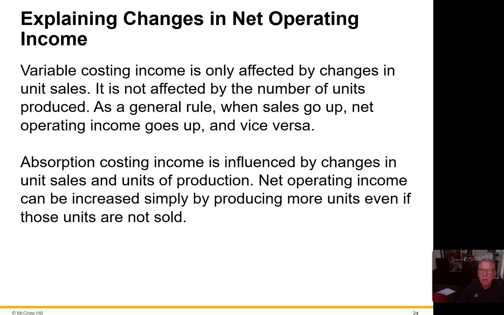Okay. Variable costing income is only affected by changes in unit sales. It's not affected by the number of units produced. So as a general rule, when sales goes up, net operating income goes up, and vice versa. Absorption costing, as I think you know by now, is influenced by changes in unit sales and units of production. So net operating income can be increased simply by producing more units, even if those units are not sold.